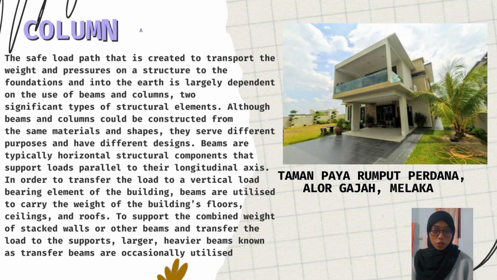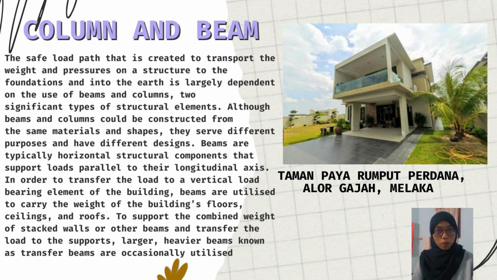So the last structure that we have chosen is the column and beam. The safe load path that is created to transport the weight and pressures on the structure to the foundations and into the earth is largely dependent on the use of beams and columns. Although beams and columns could be constructed from the same materials and shapes, they serve different purposes and have different designs. Beams are typically horizontal structural components that support loads parallel to their longitudinal axis.